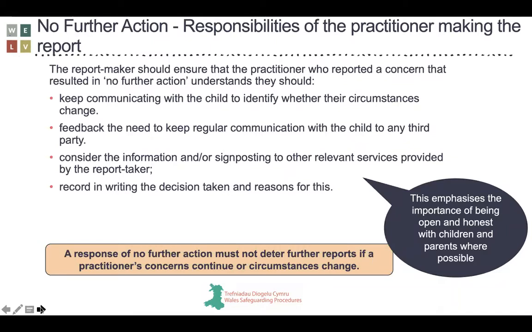If the decision is taken by social services that no further action is to be taken, so decision option 1, the report maker still has responsibilities in terms of making sure that they communicate with the child or the family to identify whether circumstances change, so to keep that communication going. They're responsible for feeding back the need to keep regular communication with the child to any third party that may be working with or supporting the child.